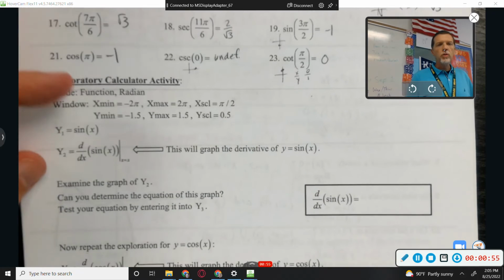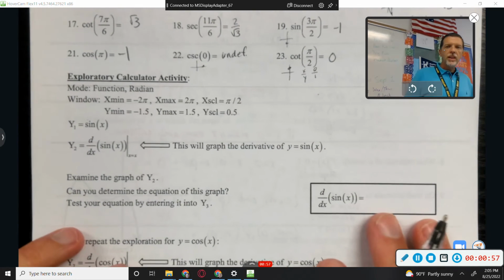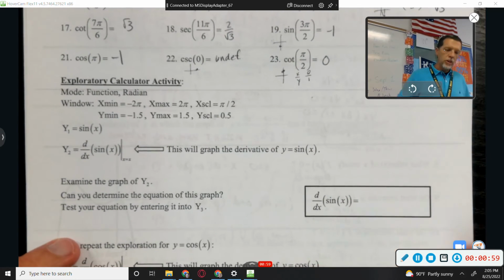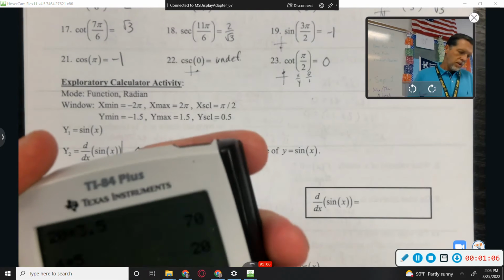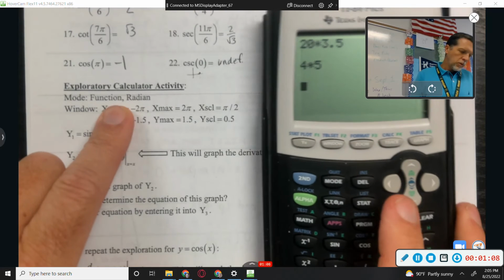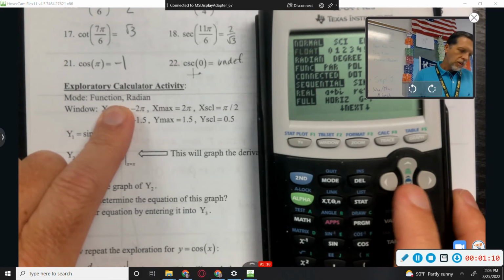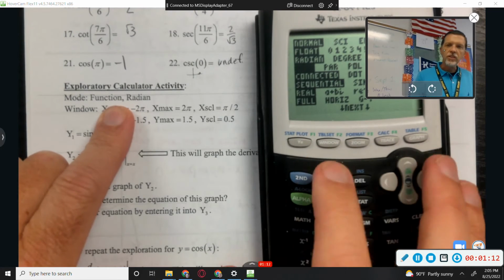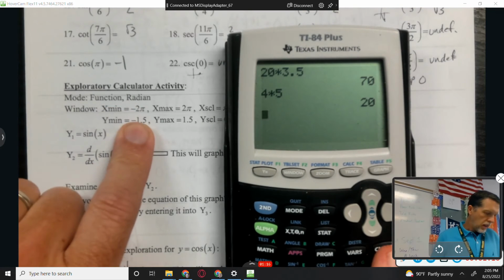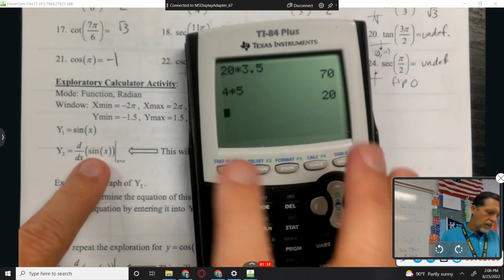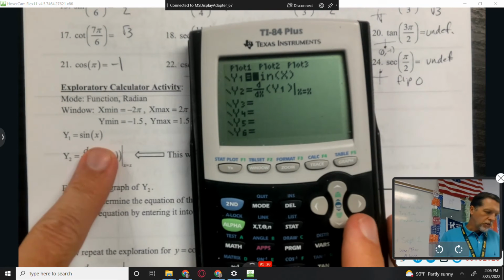All right, exploratory calculator activity. This takes too long if you do the exploring, so I'm going to do the exploring, and you're just going to watch along with me. So, mode: I want to be in function and radians, which is what it defaults to. So we're good there. I already have the window set. I've got y equals sine x in there.